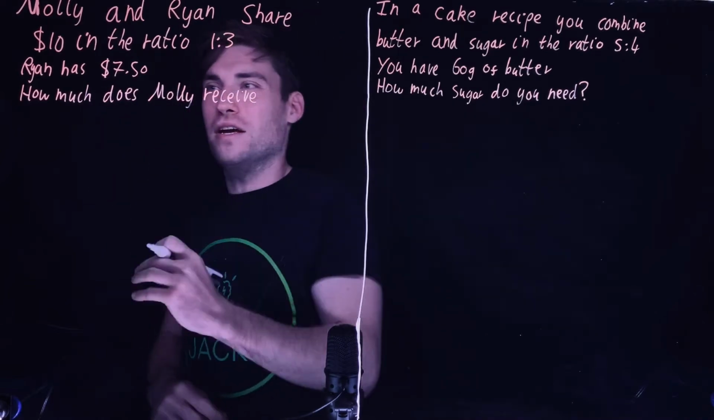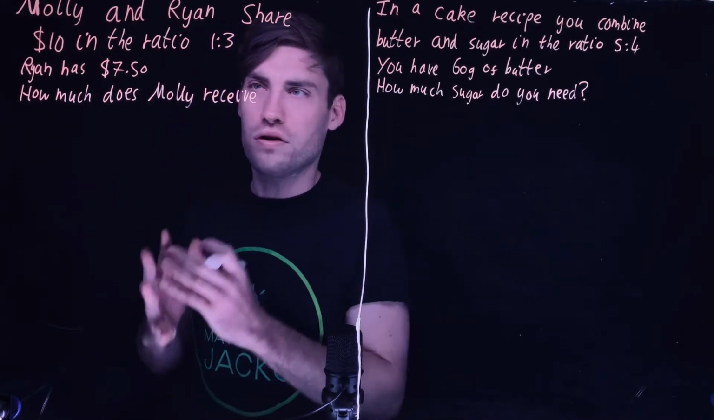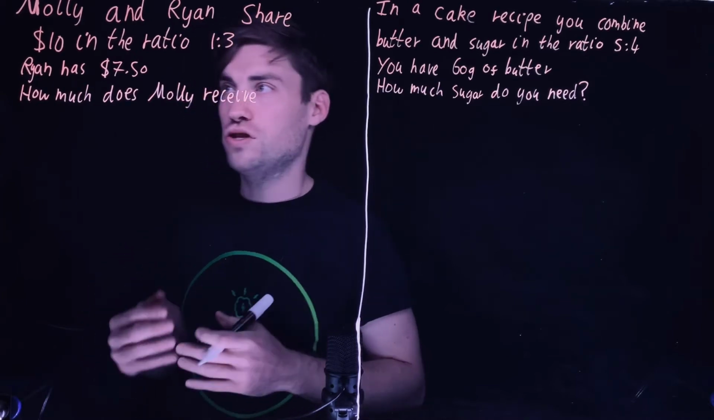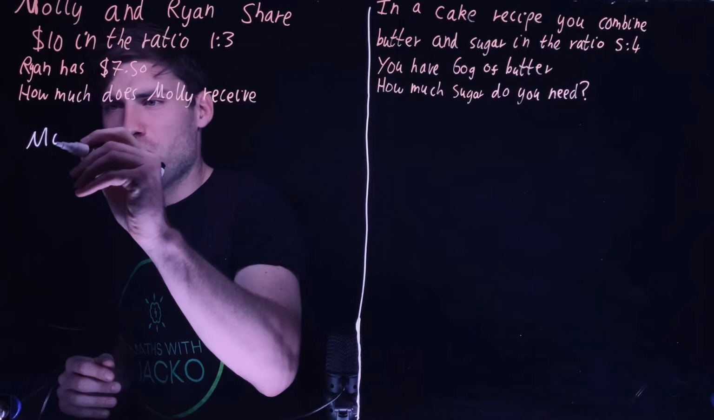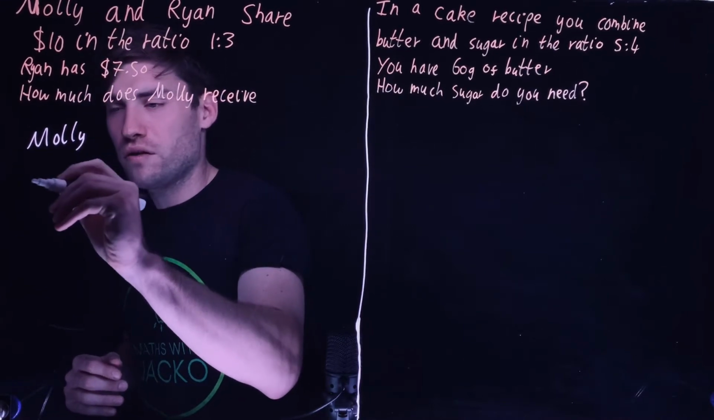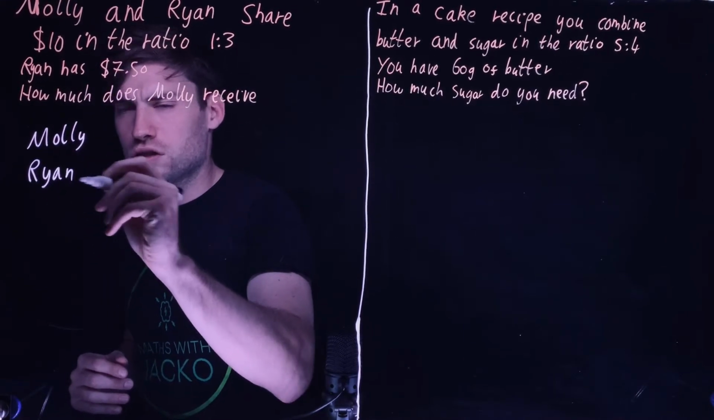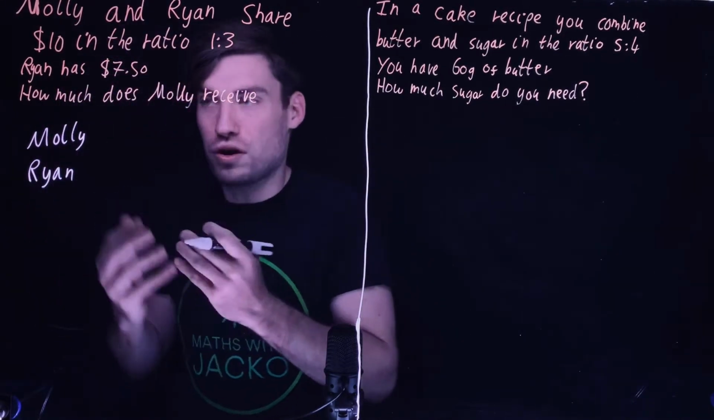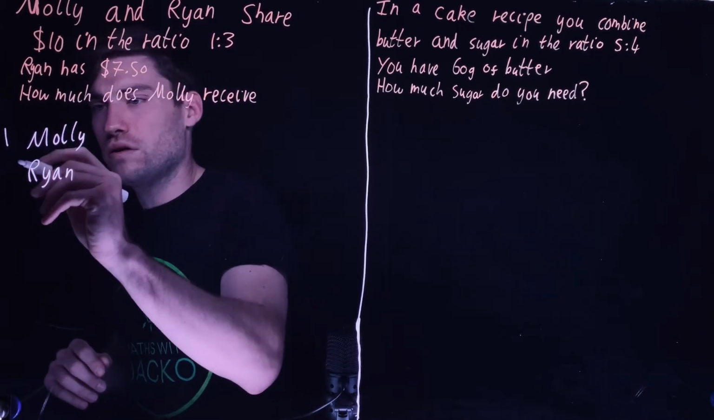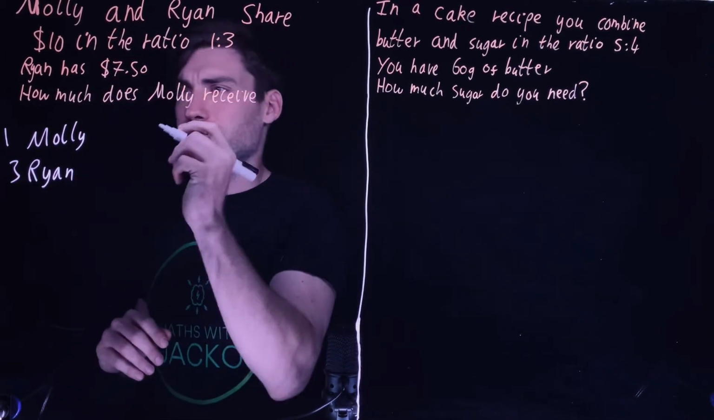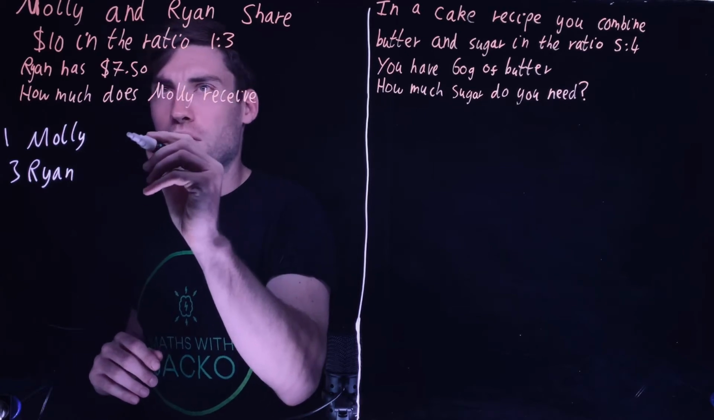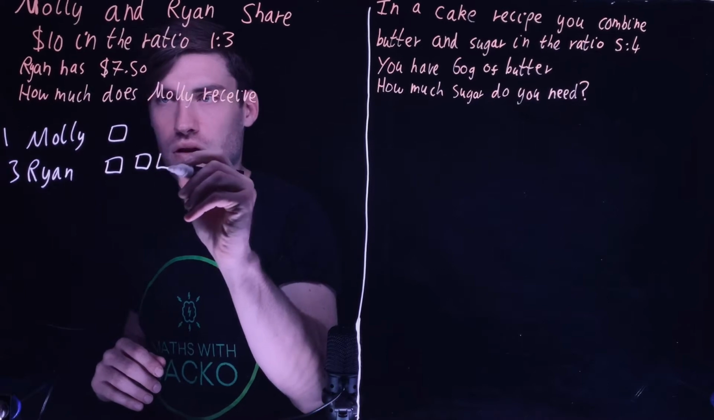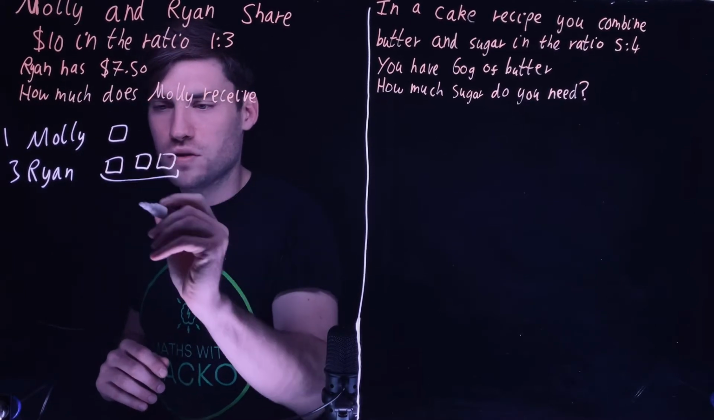So, Molly and Ryan share $10 in the ratio 1 to 3. Ryan has $7.50. How much does Molly receive? So, same as before, yeah? Molly, Ryan. And this works for other ratio problems I will do in videos to come as well. The same strategy. Share money in ratio 1 to 3. So, Molly receives one box. Ryan receives three boxes.